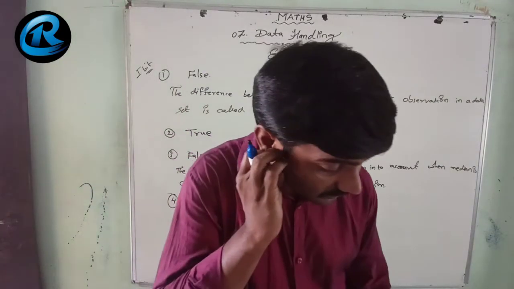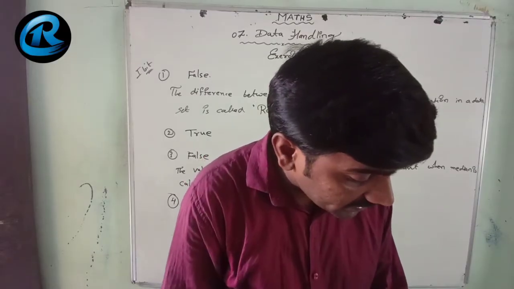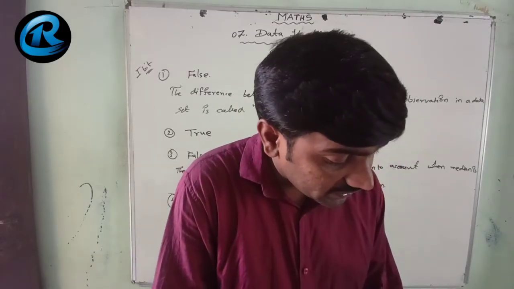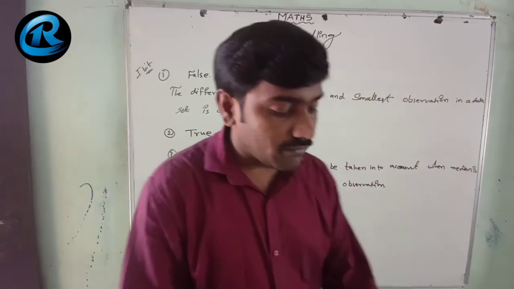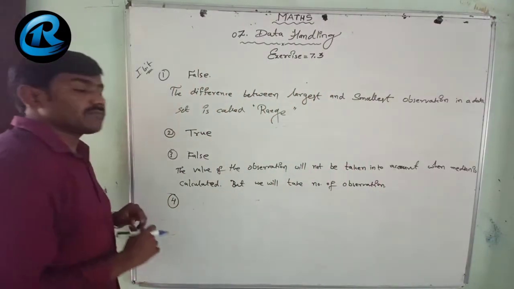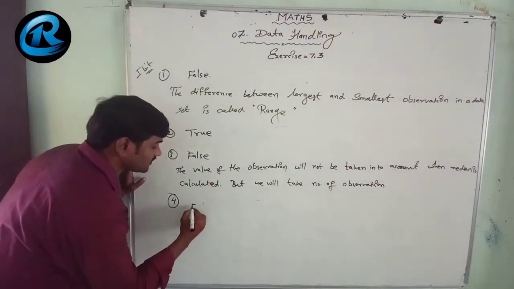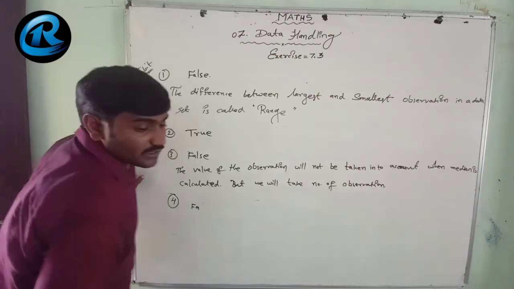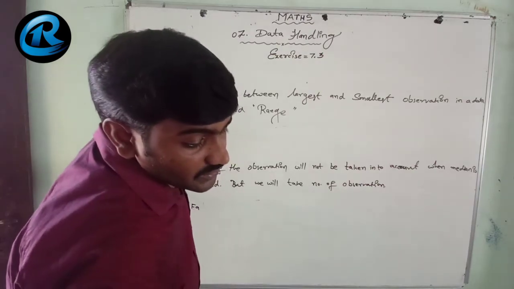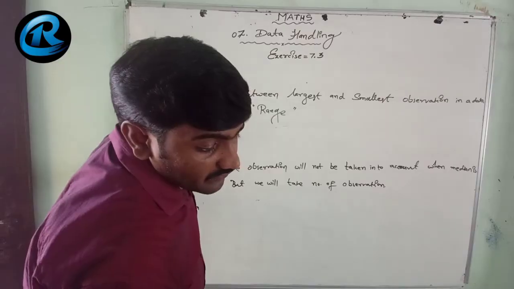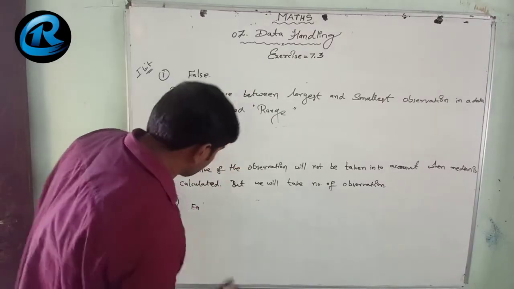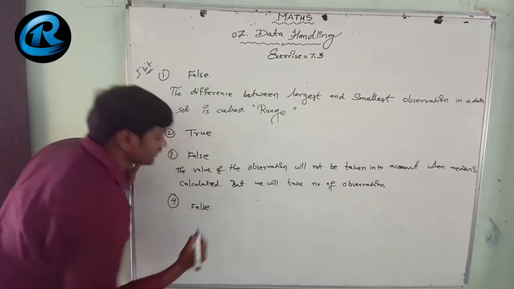Next, the fourth one: the median of a set of numbers is always one of the numbers. Maybe or maybe not. It is a false statement.